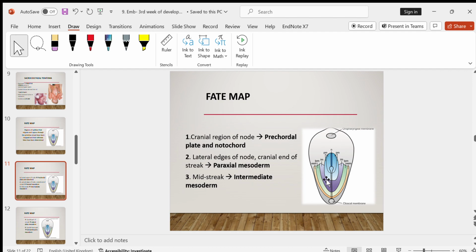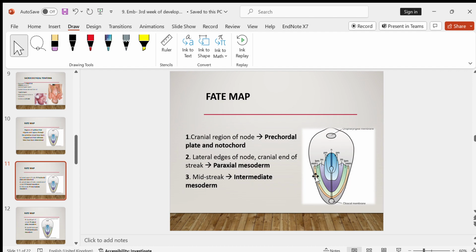Now the cells migrating from the mid streak area, this purple area, will form the intermediate mesoderm. The cells from the caudal region of the streak, this light green structure, will form the lateral plate mesoderm. And the cells that migrate from the caudalmost part of the streak will form the extraembryonic mesoderm, this yellowish structure.